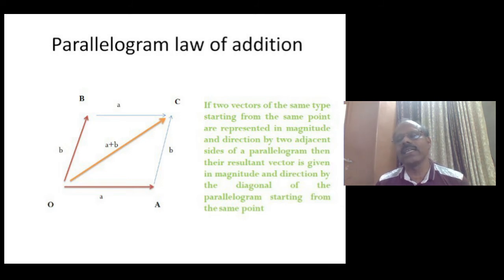which means both vectors have the same initial point O. If these vectors can be represented in magnitude and direction by two sides of a parallelogram, then the diagonal of the parallelogram will represent the resultant of these two vectors.